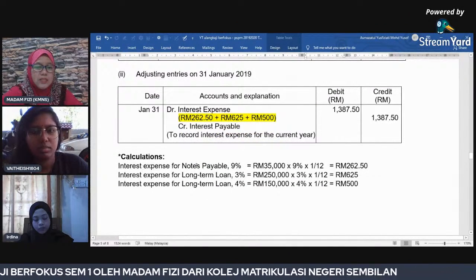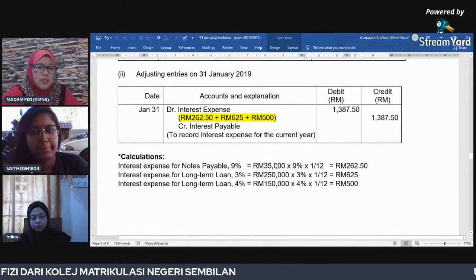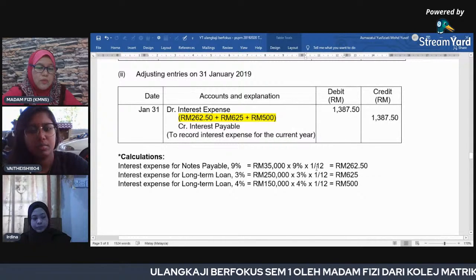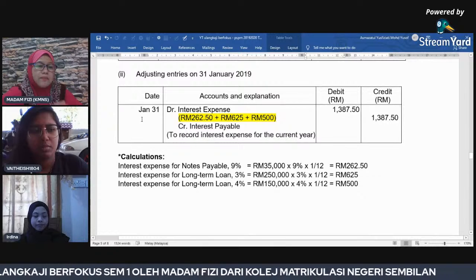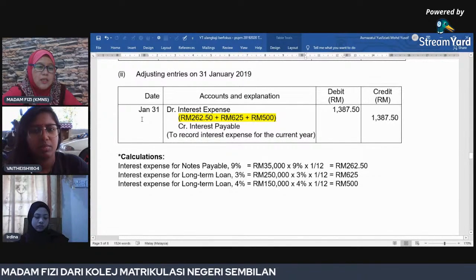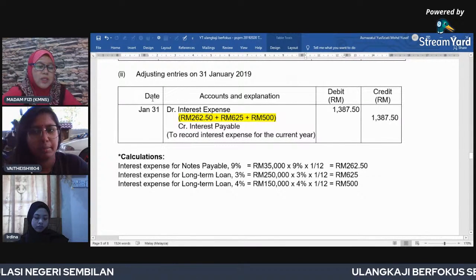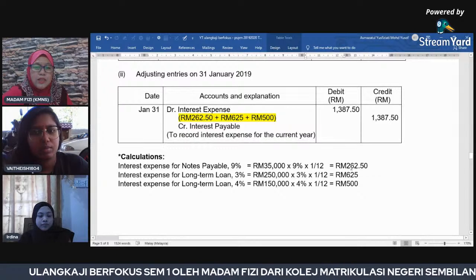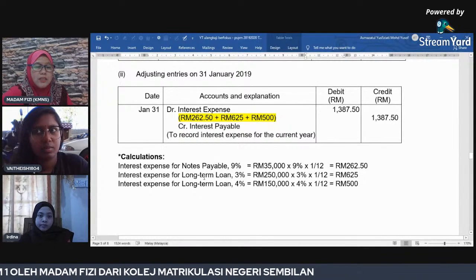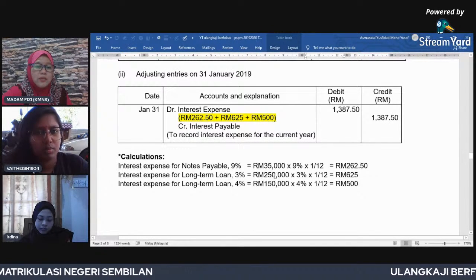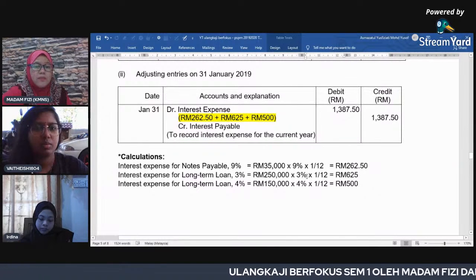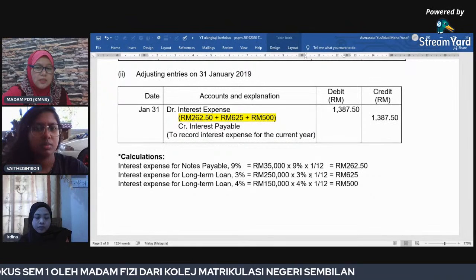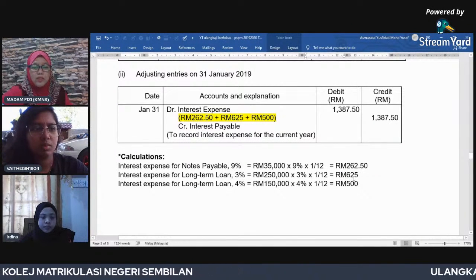To calculate interest expenses on notes payable: 35,000 is the face value, multiplied by 9% interest rate, multiplied by 1/12. Why 1/12? Because only one month. It started on 1st January and we make the journal entries on 31st January. So only one month, which equals 262 and 50 cents. The other one is the long-term loan, 3%. That is 250,000 multiplied by 3% multiplied by 1/12. Same goes for the long-term loan, only one month, so it equals 625 ringgit.